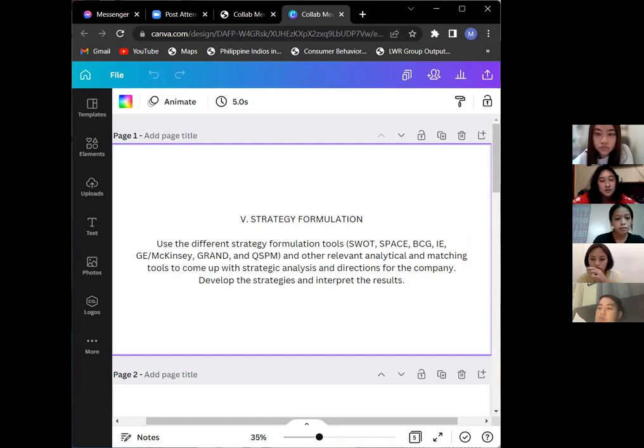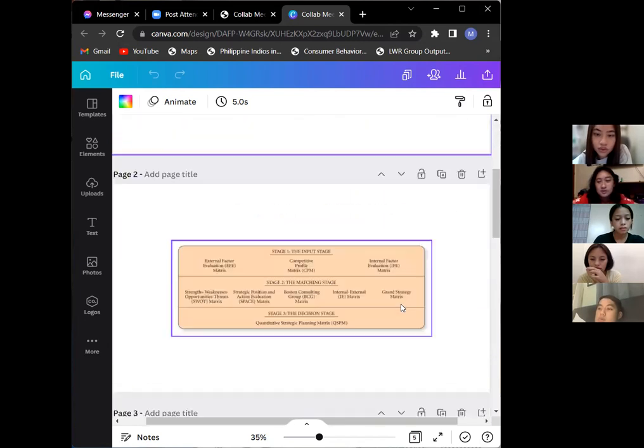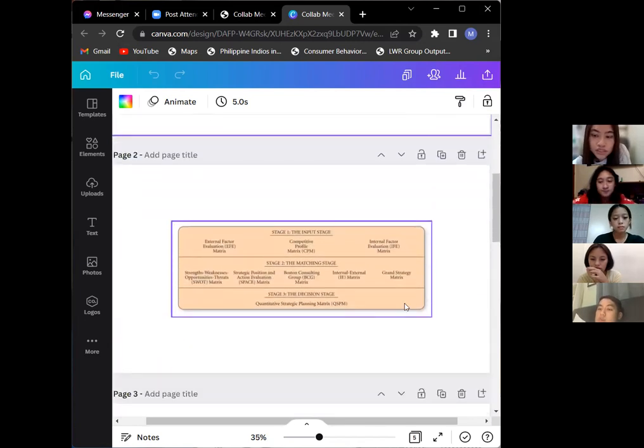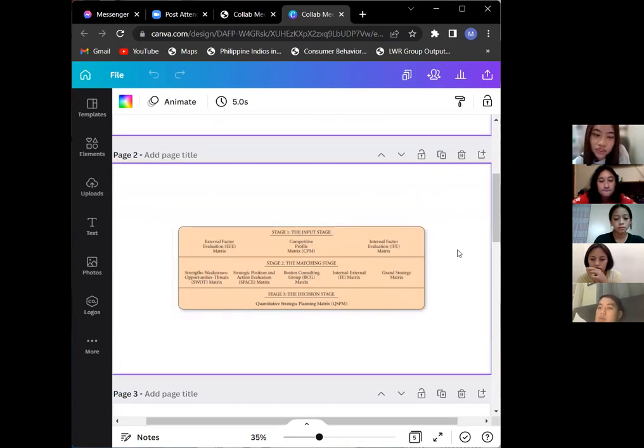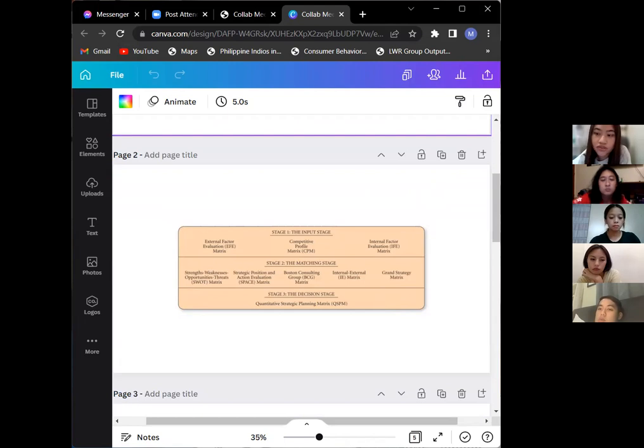So, Marian, you can start. Okay, so first, to understand better the purpose and content of this chapter, we have here the table, which shows us the three stages. This is derived from our book. Based on this table, we can see that the input stage includes the things we have completed in the previous chapters, such as the EFE, CPM, and IFE.